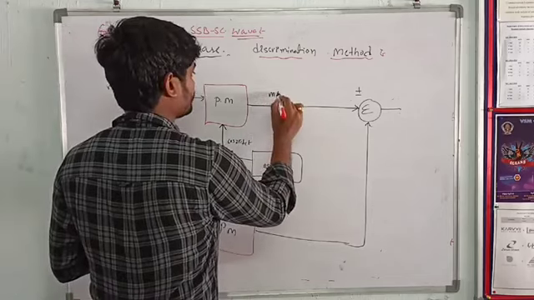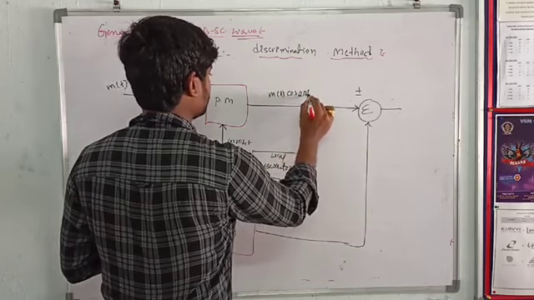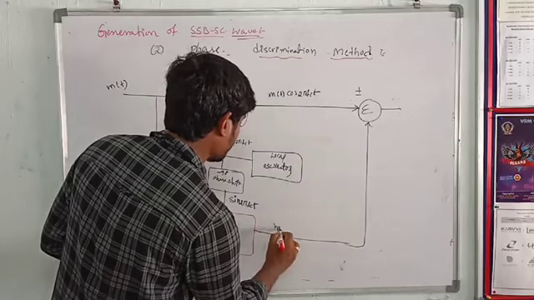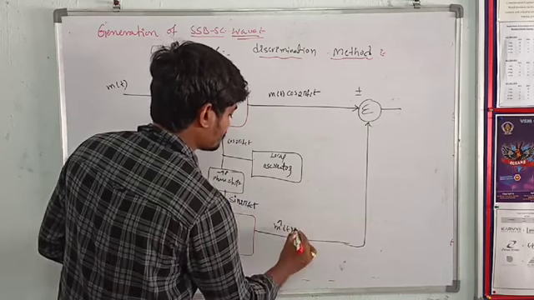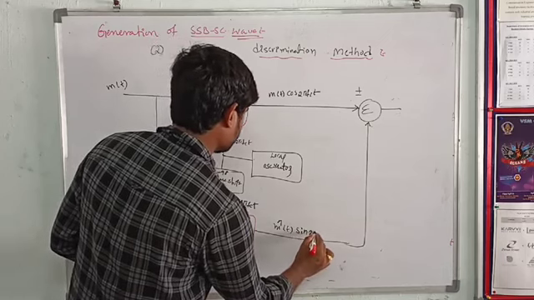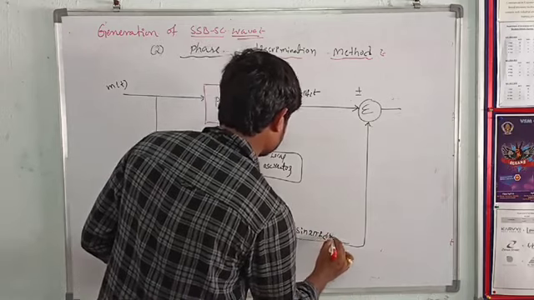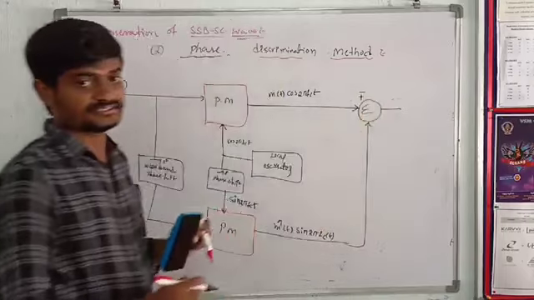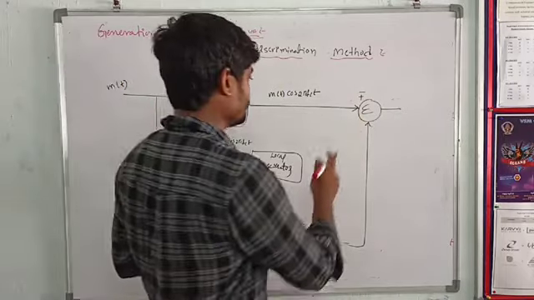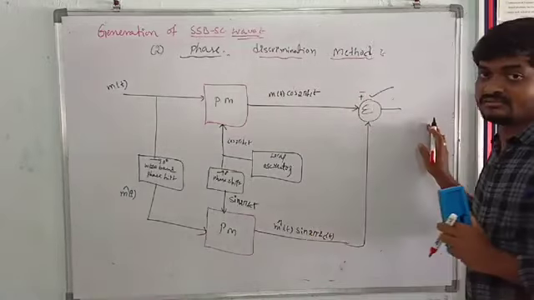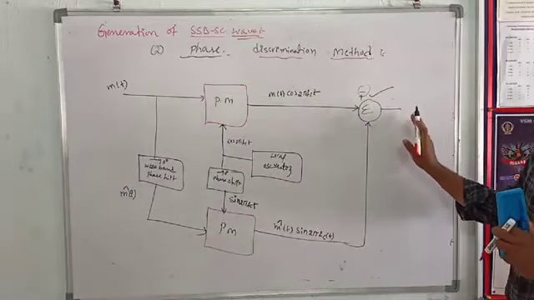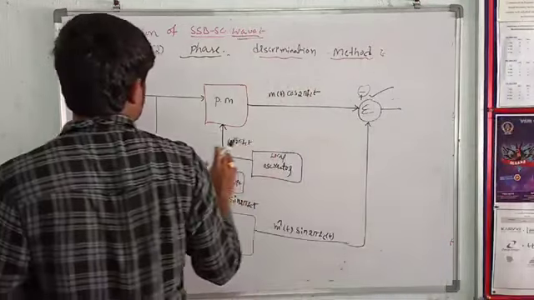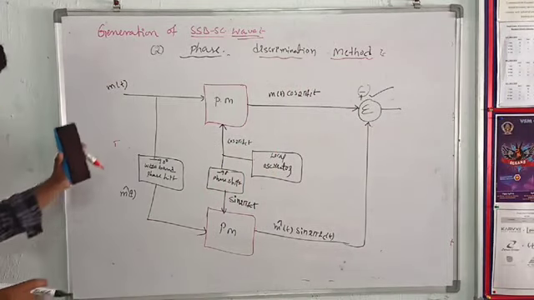The output of the first modulator is m of t into cos 2 pi fc t, and the output of the second product modulator is m cap of t into sin 2 pi fc t. We can use subtraction or addition. In this we use addition. If we require the lower sideband, we use the suppression, and we get the output as the upper sideband frequency. This is the phase discrimination method of generation of SSB-SC wave. Okay.